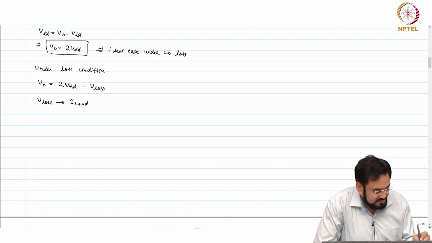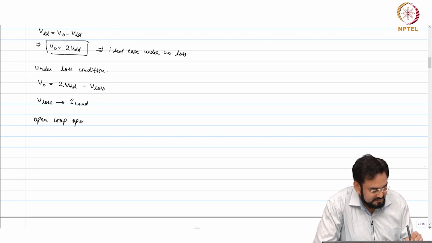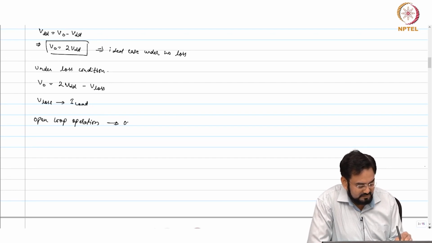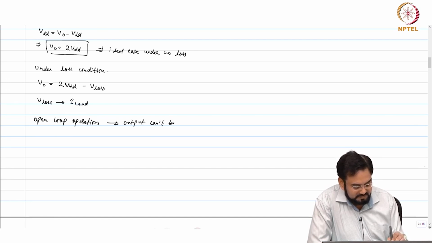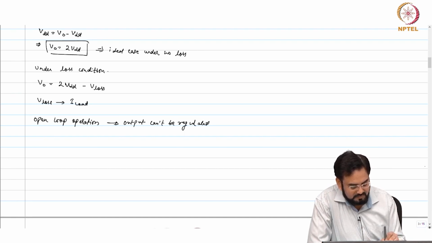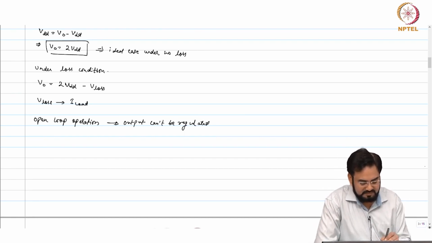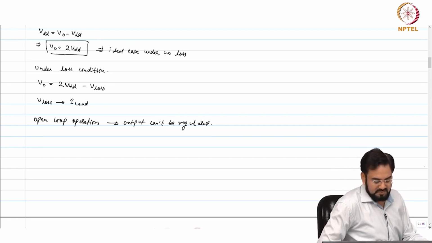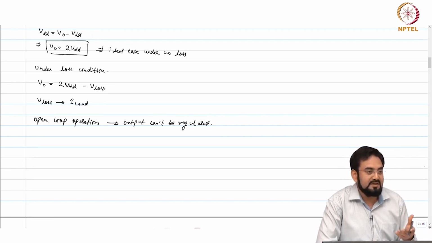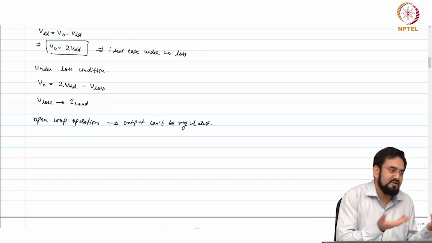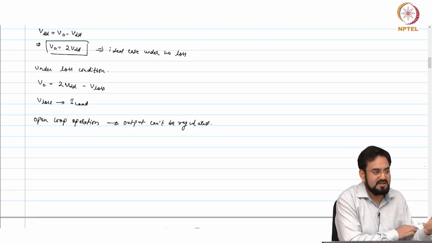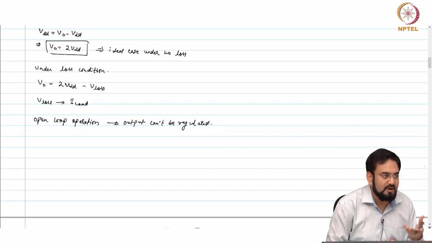So this is open loop operation. Output... so it can't only be regulated, but there is no feedback, so it will not respond to your transient also. Okay, so your transient will mostly depend on your output capacitor you have.